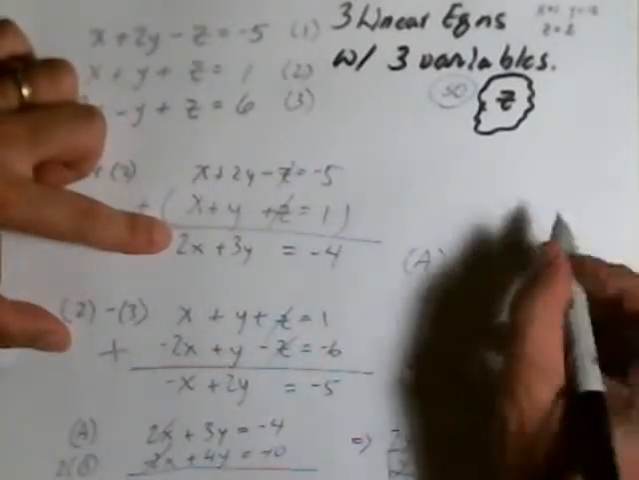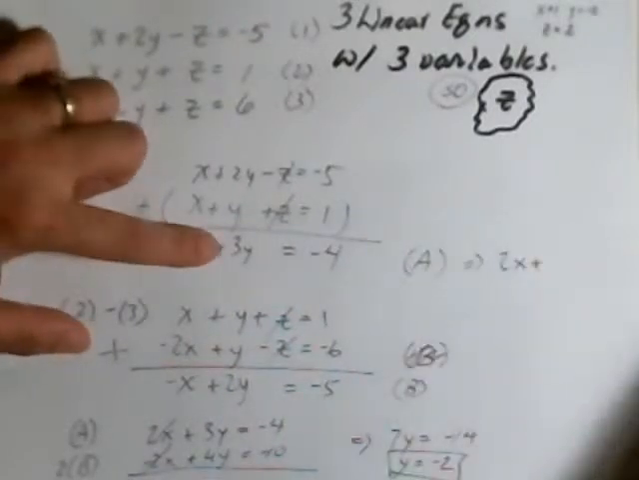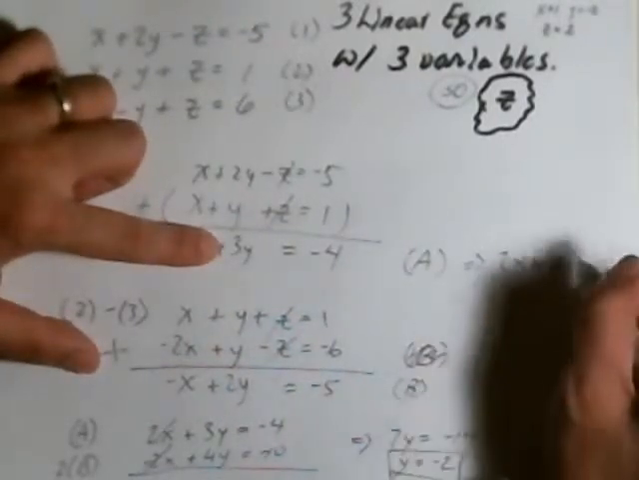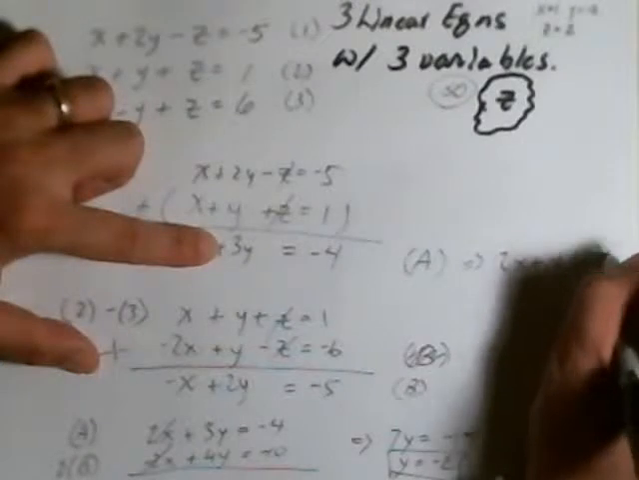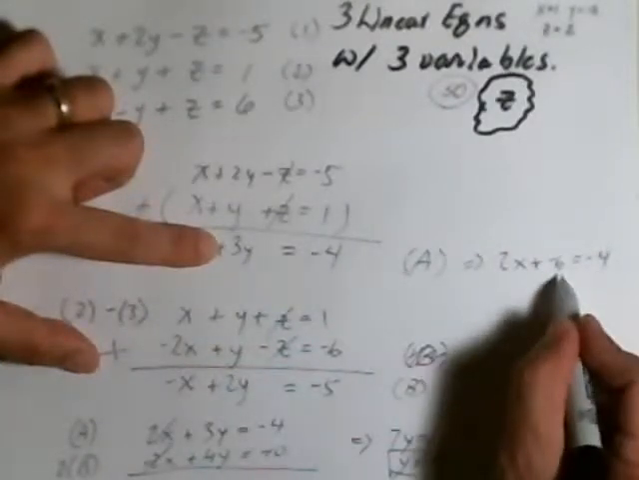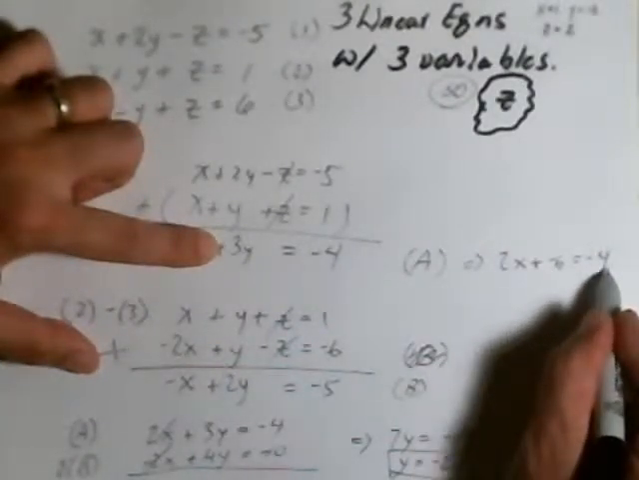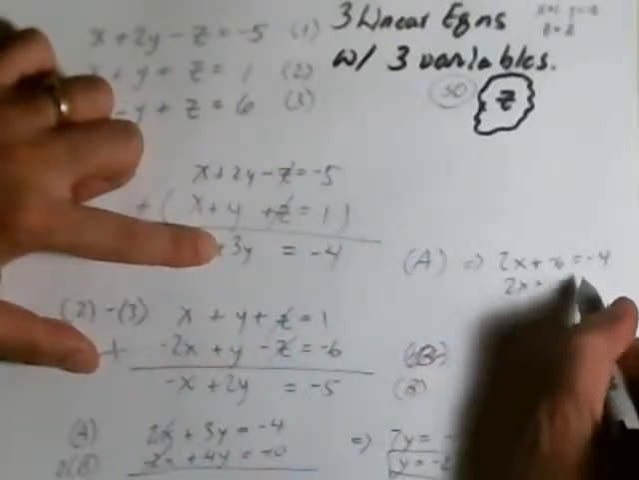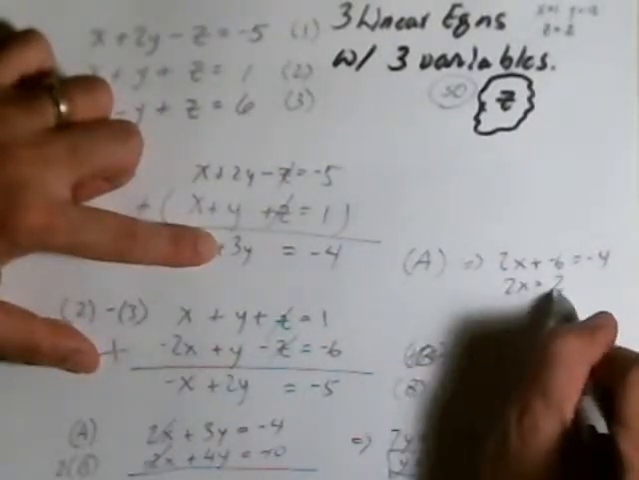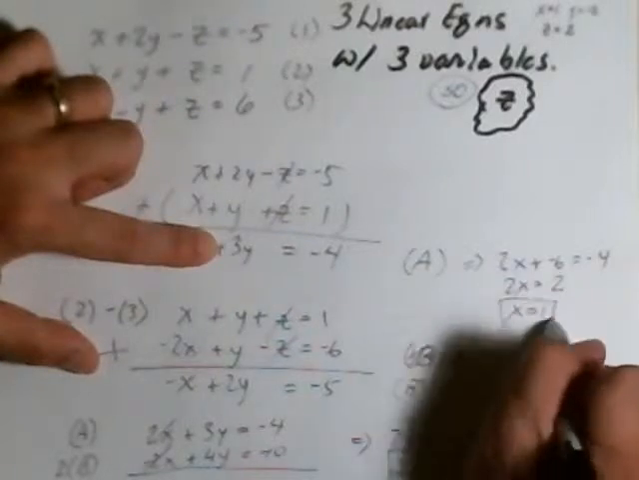I get 2x plus 3 times negative 2, which is negative 6, equals negative 4. From here this is pre-algebra. I add 6 to both sides. 2x equals, adding 6, you get 2. Dividing by 2, x equals 1.